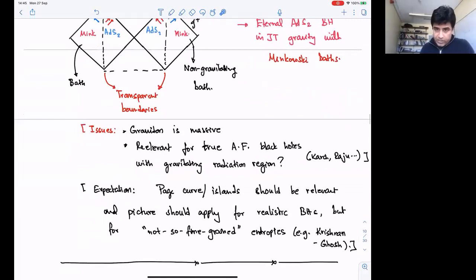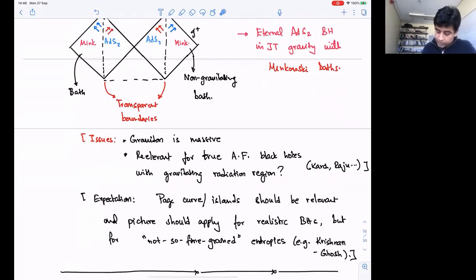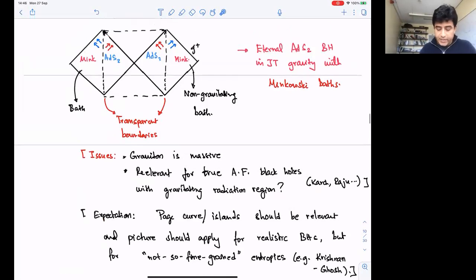Now, there are several issues which have been pointed out by various groups of authors, and I don't want to obviously get into details unless there are specific questions, but there are issues with this, as have been pointed out by Karch, Raju, and various co-authors in several papers. The first issue is that the graviton is massive with these transparent boundary conditions because the stress tensor is not conserved. So the graviton is massive, and the question is whether this particular model with non-gravitating baths is actually relevant for realistic evaporating black holes, asymptotically flat Minkowski space black holes with a gravitating radiation region.